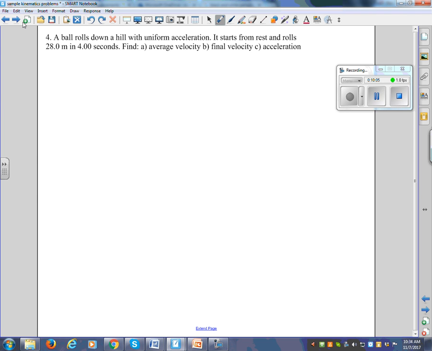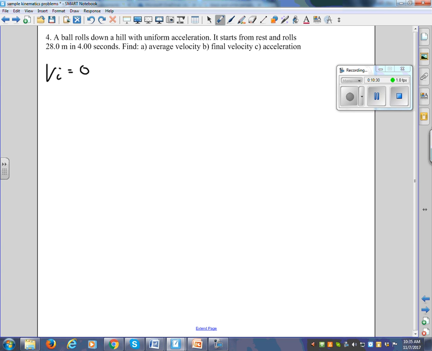A ball rolls down a hill with uniform acceleration. It starts from rest and rolls 28 meters in 4 seconds. Find the average velocity, find the final velocity, and the acceleration. So we're going to find 3 things. Down a hill with uniform acceleration. Have they given me any number there? It starts from rest. Have they given me any number there? They have. The initial velocity is 0.